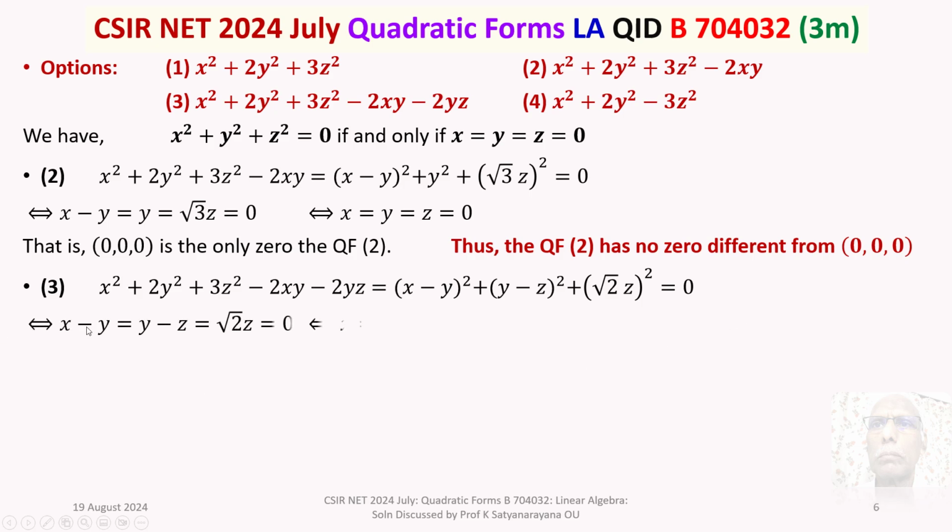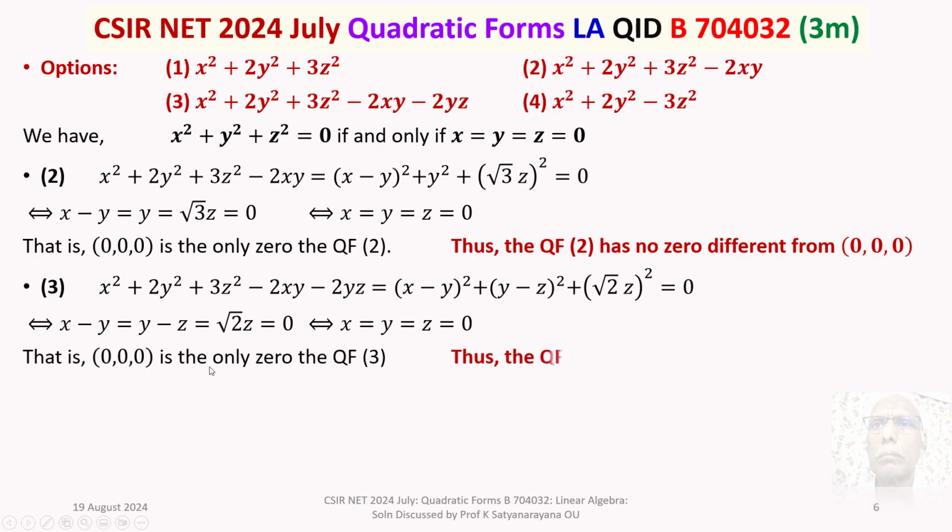This is zero if and only if x minus y is equal to y minus z is equal to root 2z is equal to 0. This is if and only if x is equal to y is equal to z is equal to 0. That is, (0, 0, 0) is the only zero of the quadratic form 3. Thus, quadratic form 3 has no zero different from (0, 0, 0). Again, option 3 is not your answer. So, the leftover is option 4 only. Therefore, option 4 is your answer.